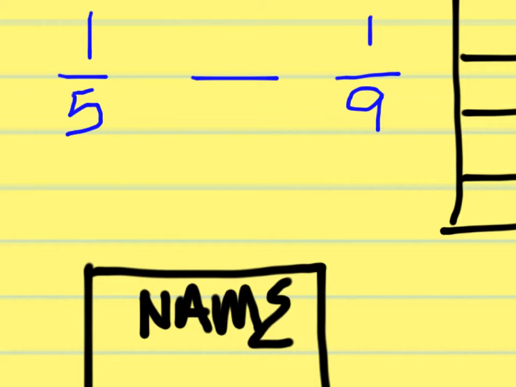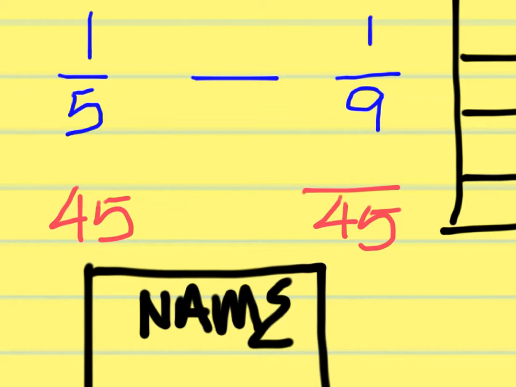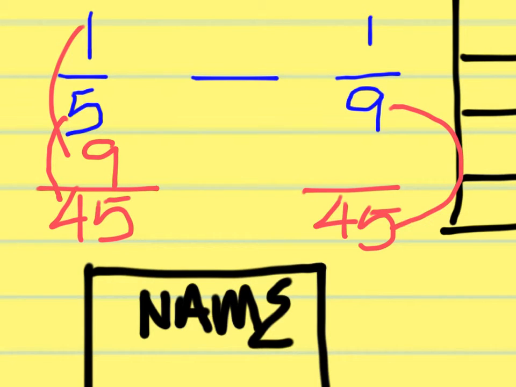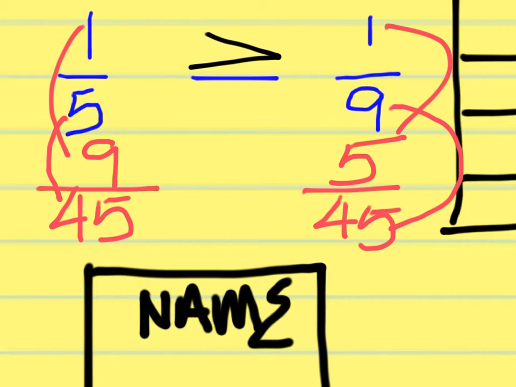For this problem, you need to have a common denominator of 45. 5 times 9. So 1 times 9 is 9. Over here we're multiplying by 5. 1 times 5 is 5. 9 is greater than 5, so 1/5 is greater than 1/9.